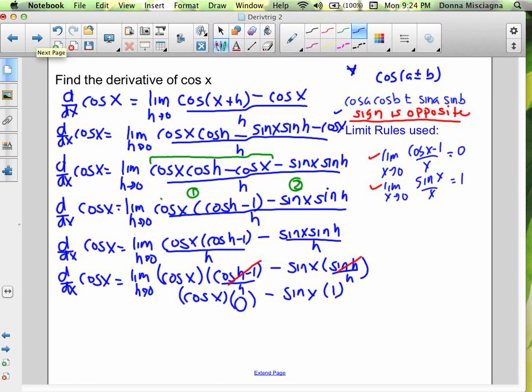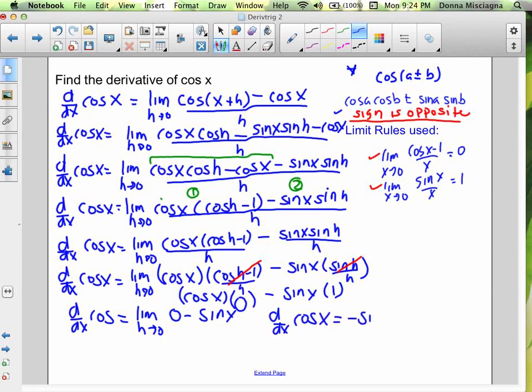All right, so now let's rewrite this. Cosine x times 0, well, that's just going to be 0. Anything times 0 is 0. So now I've got the limit as h approaches 0 of 0 minus 1 times sine x, that's sine x. I've got no h's left, so we're done. And that means that the derivative of cosine x is equal to negative sine x. And that's exactly what we found sort of informally. And we found it because, quite honestly, I led you to it.